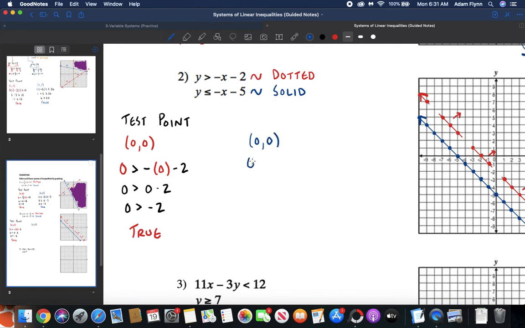So I've got 0 is less than or equal to negative 0 minus 5. If I simplify, I get 0 is less than or equal to 0 minus 5. So 0 is going to be less than or equal to -5. And this, I know, is false.